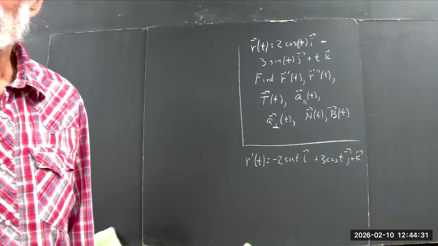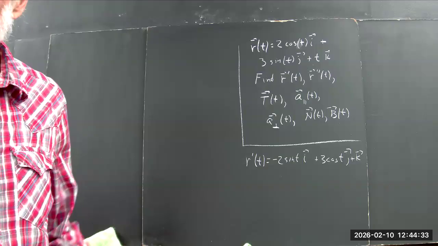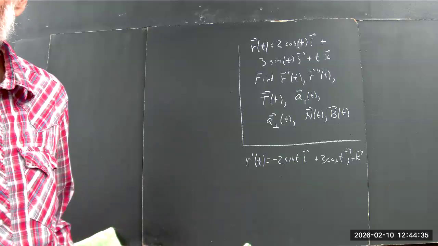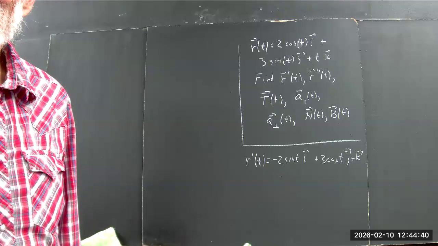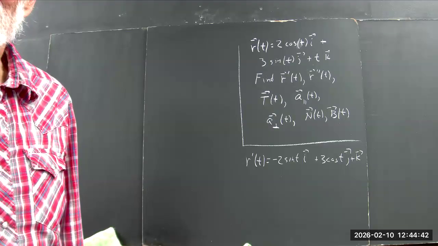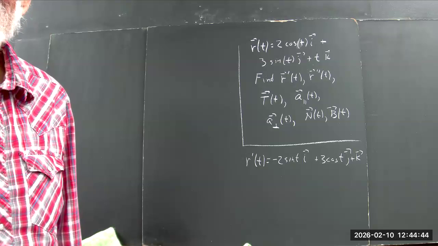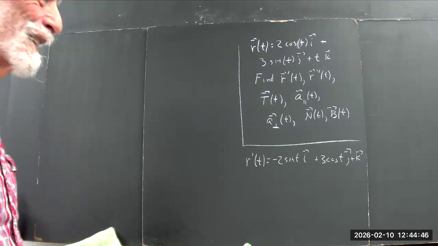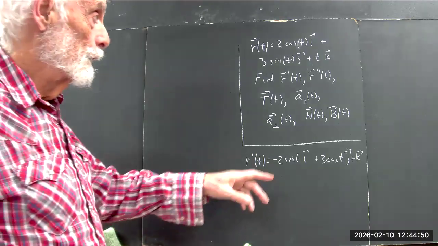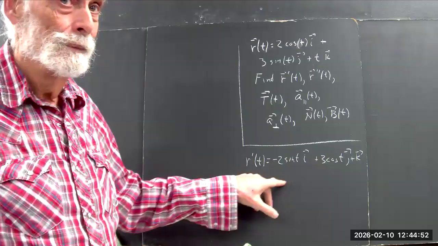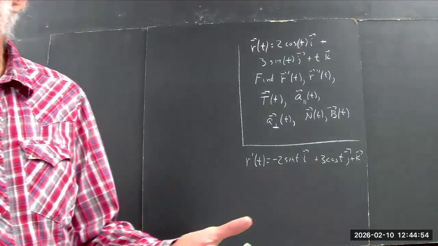Anybody have an idea what this curve looks like? Can you just show me with your fingers what it might look like? Well, what's happening in the XY plane? You got the ellipse.